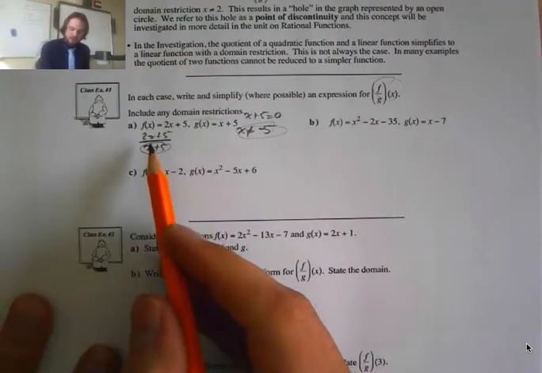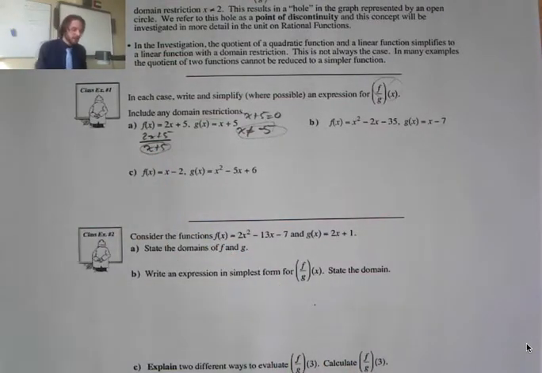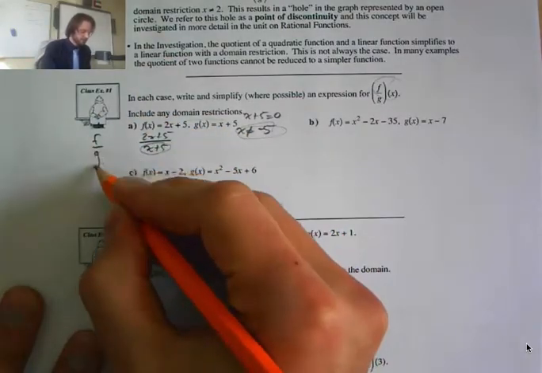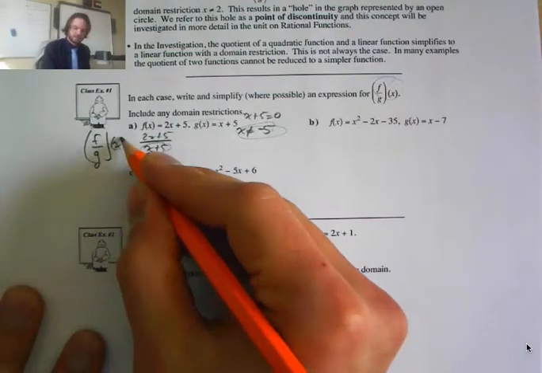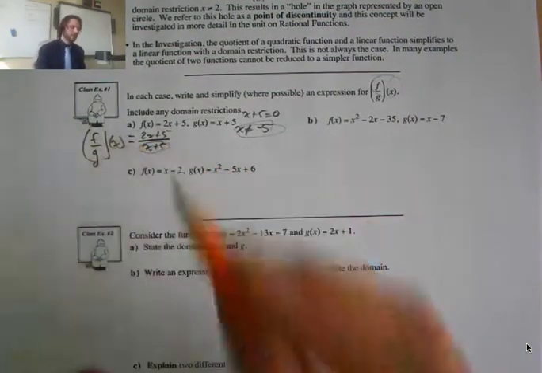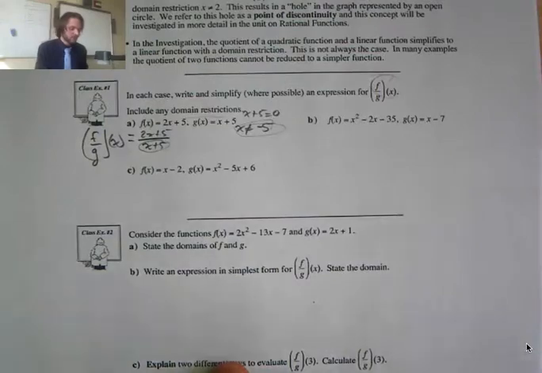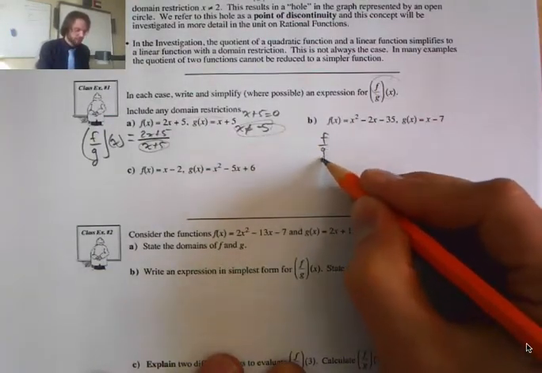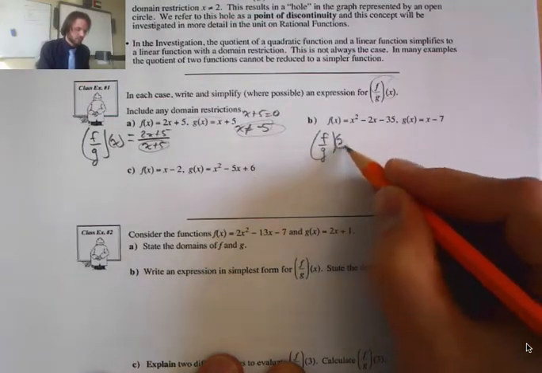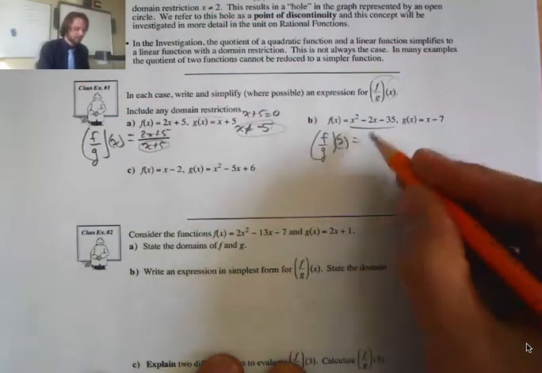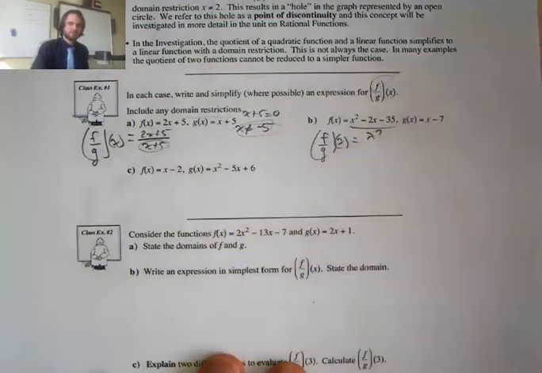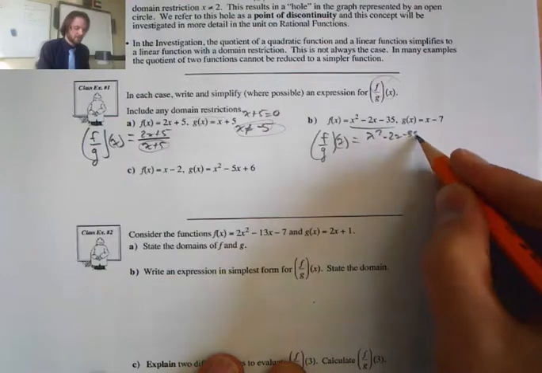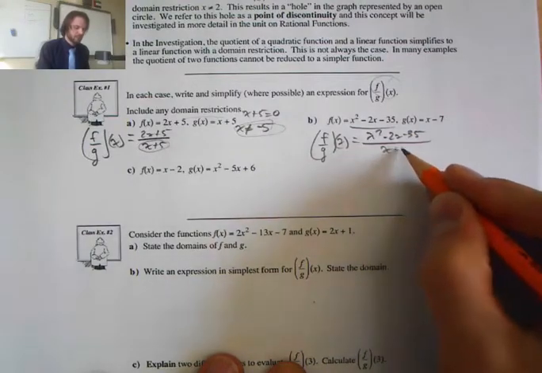Now it wants us to see if we could solve this the best we can. I cannot solve this, so I have f over g of x is equal to this. I can't simplify that anymore. Let's take a look at the next one. So we want f over g. So here's f, x squared minus 2x minus 35, all over x minus 7.